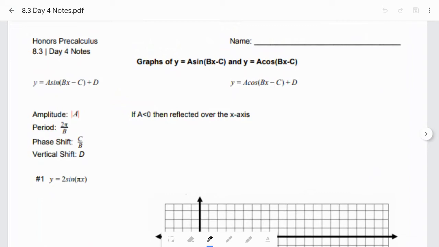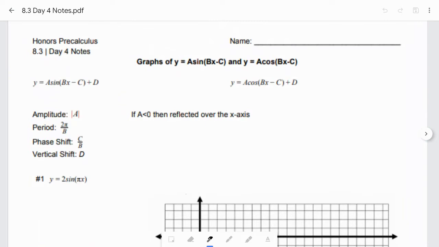Hi everyone, welcome back. Today we're on 8.3 day 4 notes. We're going to be graphing graphs of sine and cosine, but we are going to be having some phase changes, some vertical shifts, and different periods that we're going to be working with.